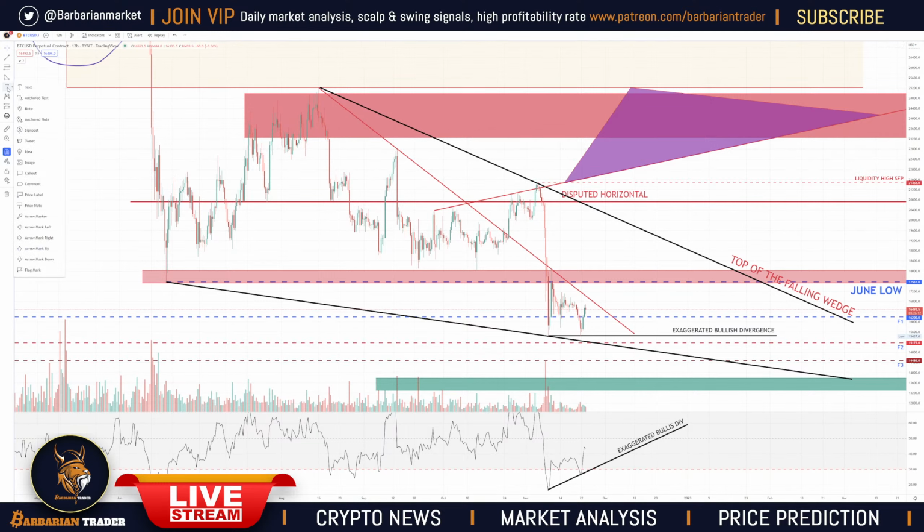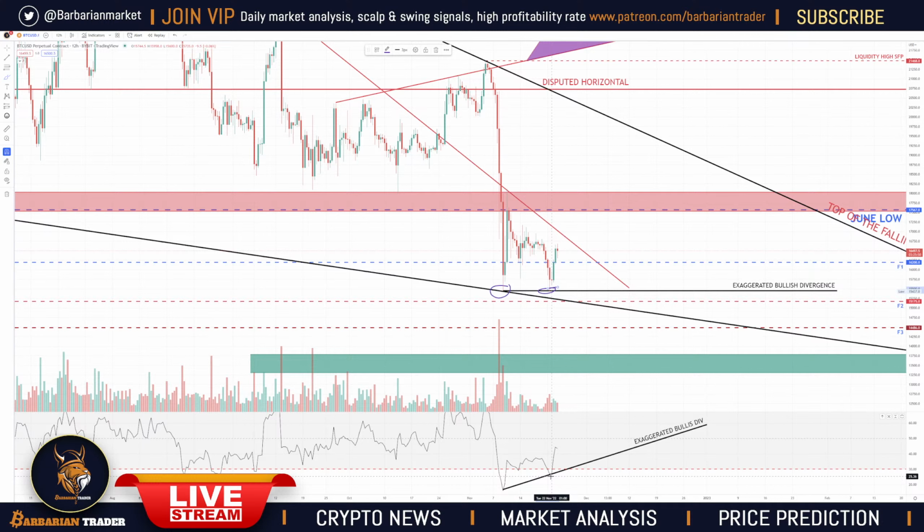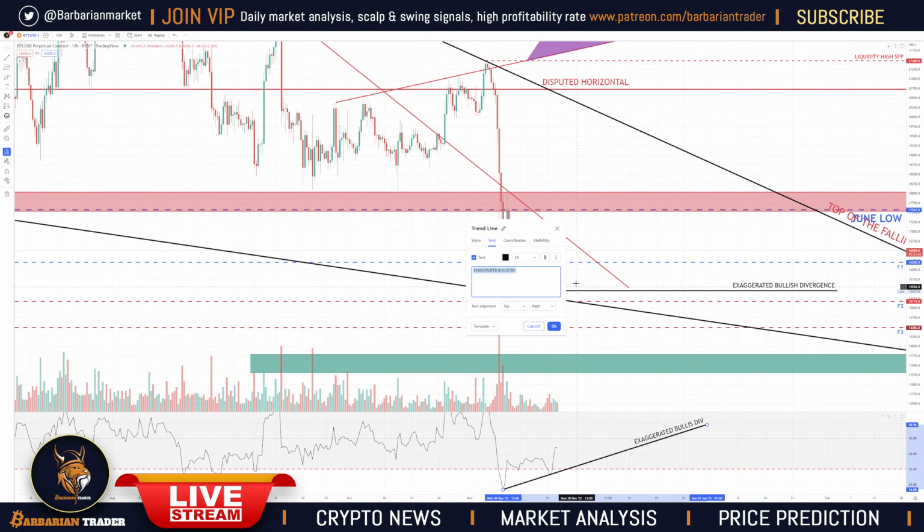So let's have a look. Let me zoom in. This is the 12-hour chart. On the bottom, we have an exaggerated bullish divergence. We have the low here, and exactly on the same level, we have another low, but the RSI is making higher lows. So this is an exaggerated bullish divergence. Maybe with this occasion, I can learn how to spell. So there you go.